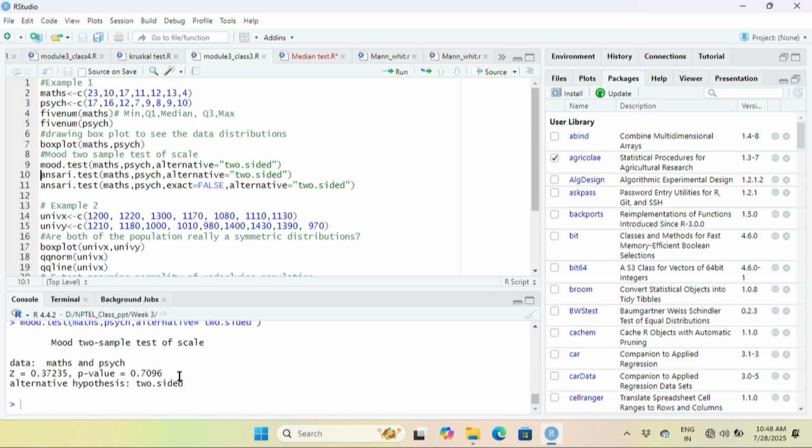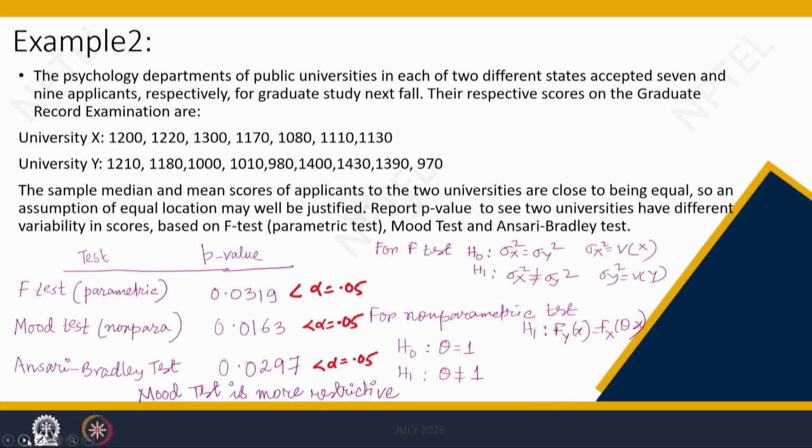Let's get back to one more problem in the PPT. Example 2. Psychology departments of public universities in each of 2 different states accepted 7 and 9 applicants. You can see University X and University Y. The sample median and mean score of the applicants of the 2 universities are close to being equal, so an assumption of equal location may well be justified. Report the p-value.